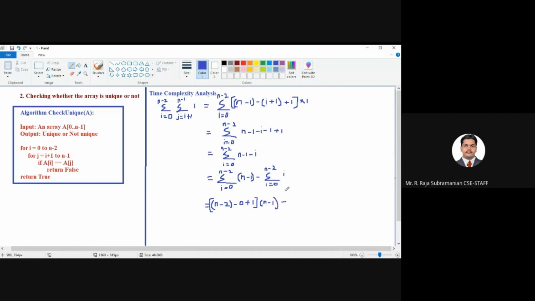Minus, you can quickly say this, we just completed this. For i equal to 0 to n minus 2, i: n minus 1 into n minus 1 by 2? Yes, very good. If it is i equal to 1 to n or 0 to n, both are same. Why? Because if I add 0, nothing is going to change. So if it is i equal to 0 to n, we say n into n plus 1 divided by 2. If it is i equal to 0 to n minus 1, I will say n minus 1 into n by 2. If it is i equal to 0 to n minus 2, I will say n minus 2 into n minus 1 divided by 2. That's what we discussed in the basic formulas, right? So it will come as n minus 2 into n minus 1 divided by 2. Am I good?